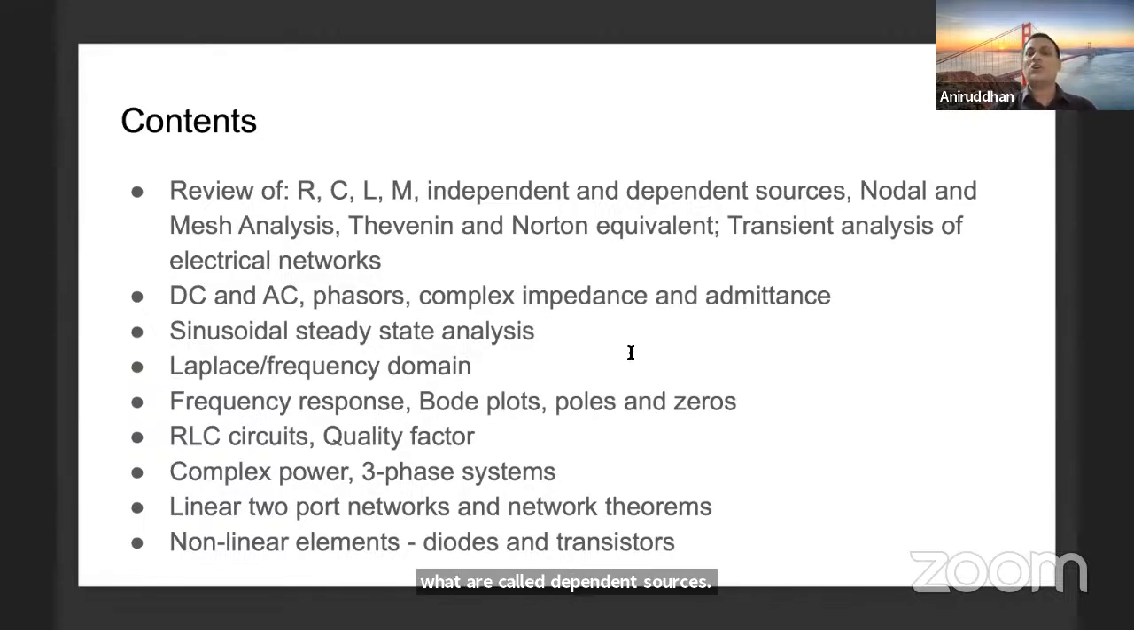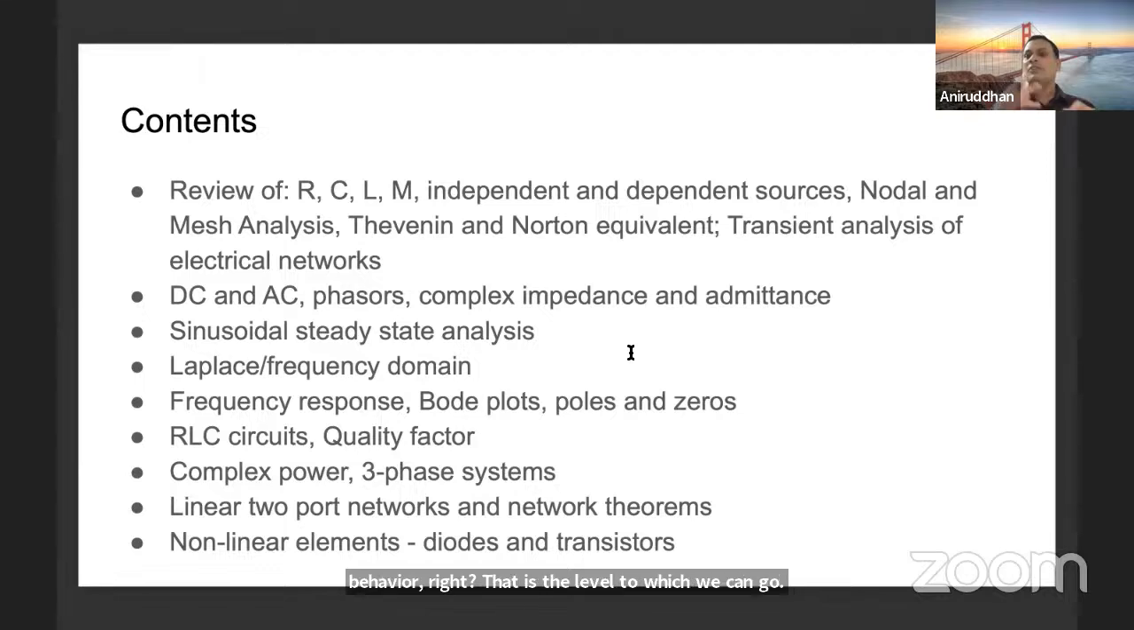We will then talk about two-port networks. We will understand some network theorems associated with those two-port networks. And that will directly lead us to nonlinear circuits, right? Diodes and transistors, we'll understand their DC behavior, right? That is the level to which we can go.